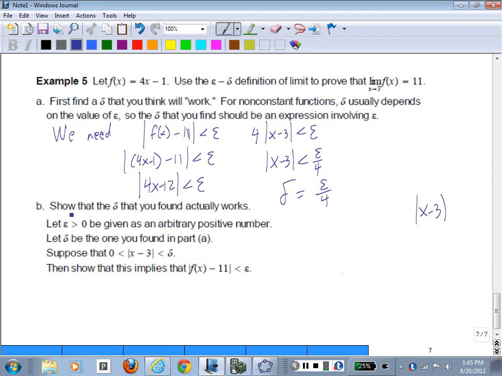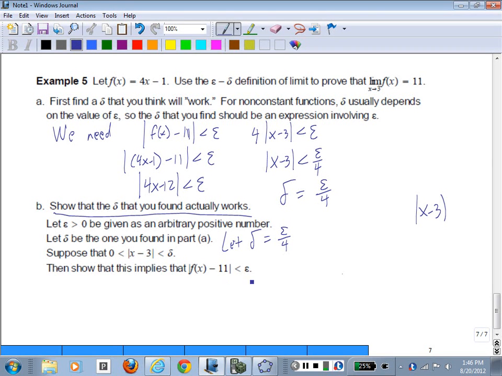So we want to show that the delta that we found actually works. Imagine someone hands us an arbitrary epsilon greater than 0. They're not going to tell us what it is. They're just going to give us epsilon greater than 0. And let delta equal epsilon over 4. And suppose that x is actually within delta units of 3: the absolute value of x minus 3 is less than delta.